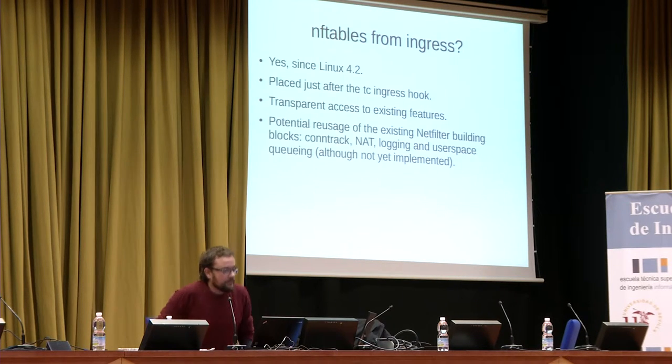What else? Since Linux kernel 4.2, we got a new ingress hook. This ingress hook obviously comes before all the pre-routing hooks that we had in netfilter, and it's happening from layer 2. It's just after the tc ingress hook. It provides transparent access to all the existing features and potential reuse of other netfilter building blocks. That is not implemented so far, but it should land anytime soon on the tree.